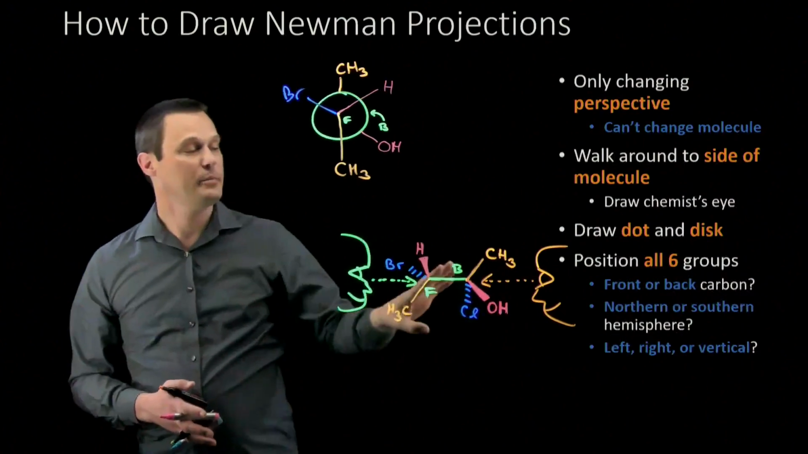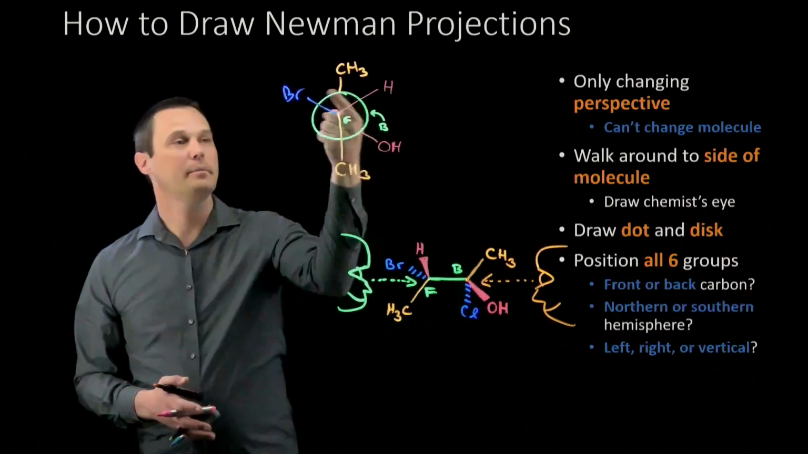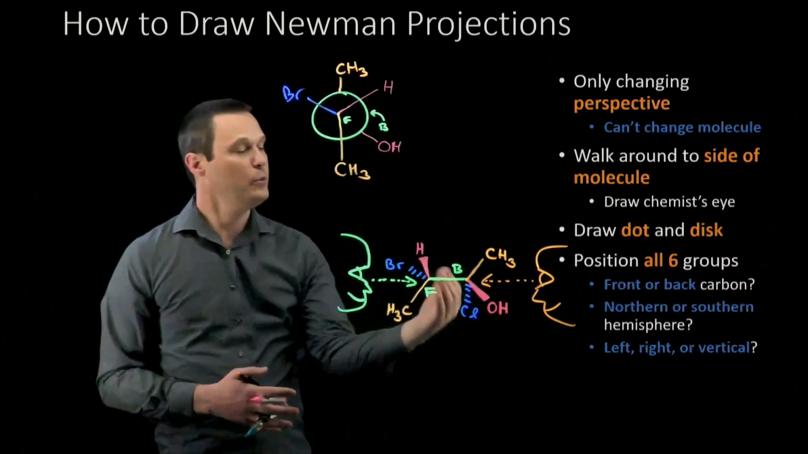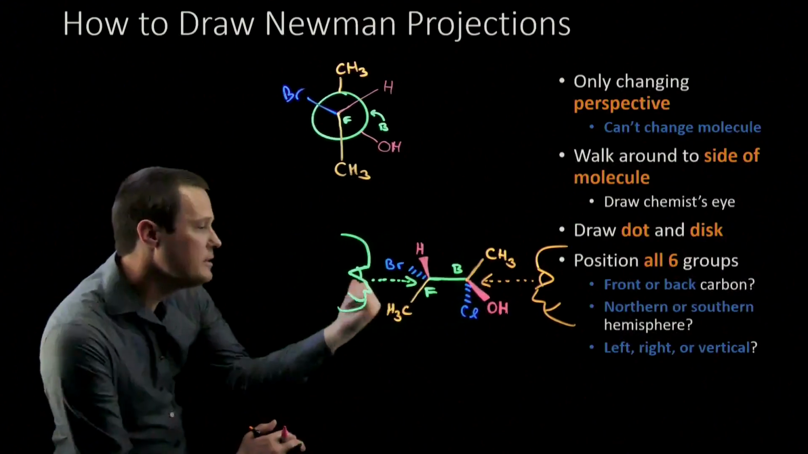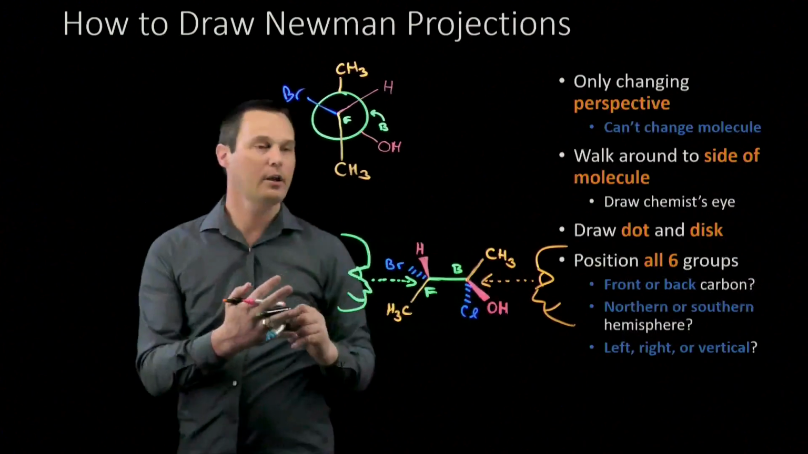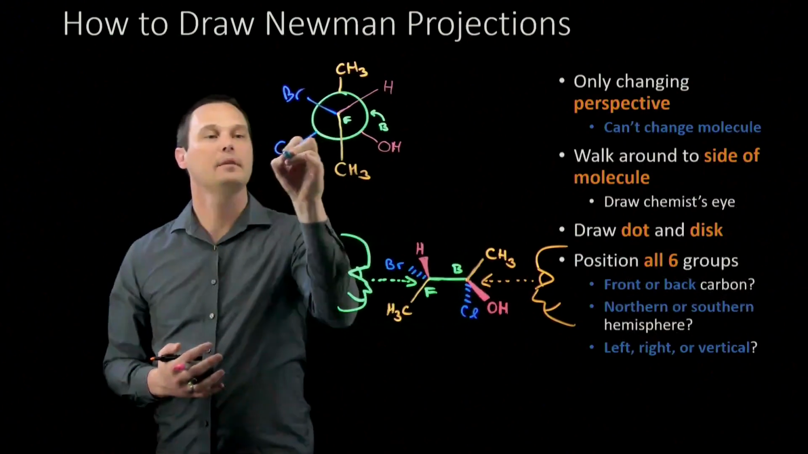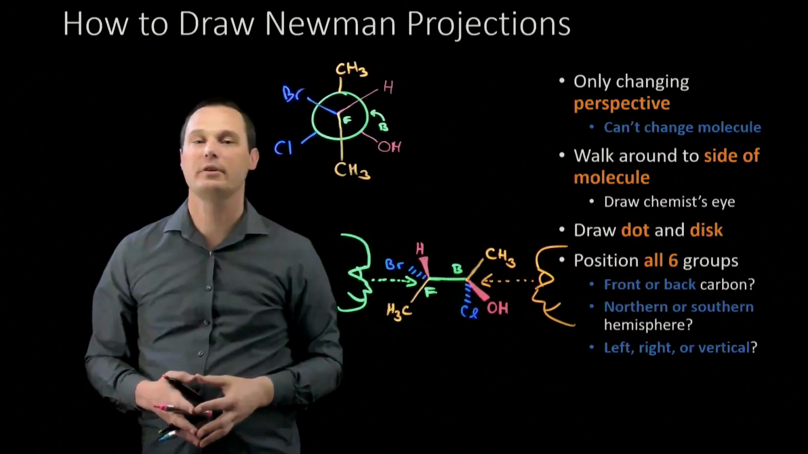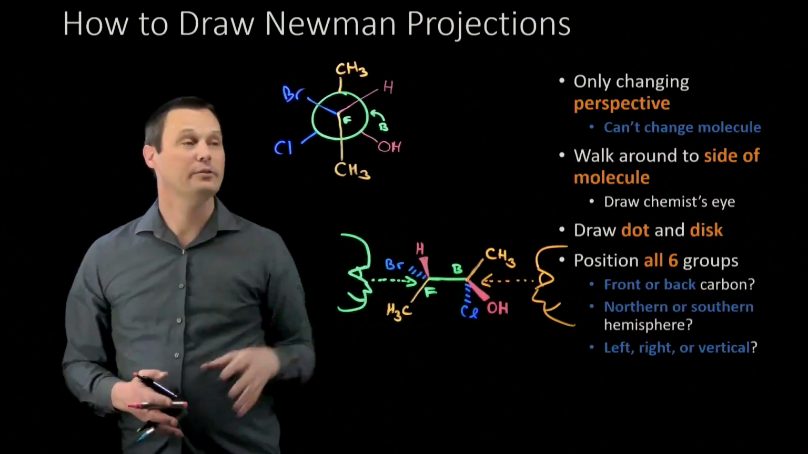The chlorine is attached to the back carbon in the southern hemisphere. It is pointed away from me as the viewer, so as I take my place, it's going to be pointed to the left side of my body. So that chlorine group is going to be pointed to the left side in the bottom back carbon on the southern hemisphere of the molecule. And this completes our Newman projection for this molecule.